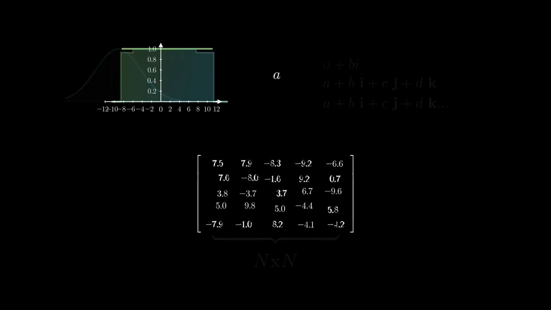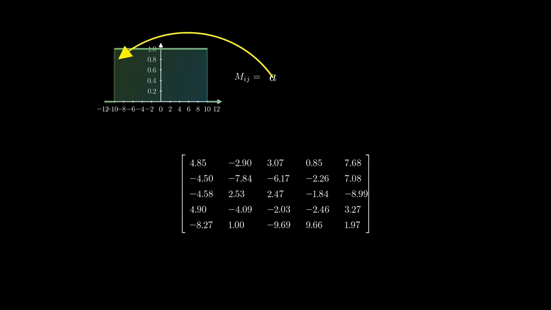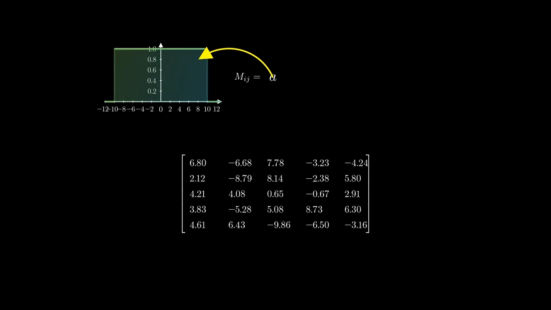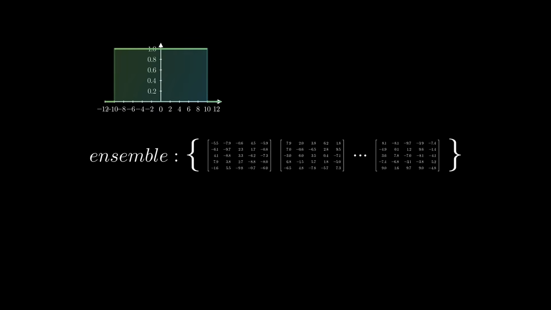As an example, here's a 5x5 random matrix with real entries, which are each drawn independently from identical uniform distributions between -10 and 10. We call the collection of all possible matrices that can be constructed from the random entries an ensemble, in analogy with the ensembles one encounters in statistical mechanics.